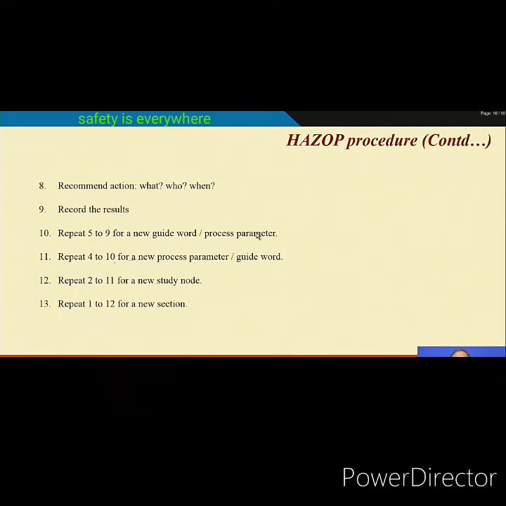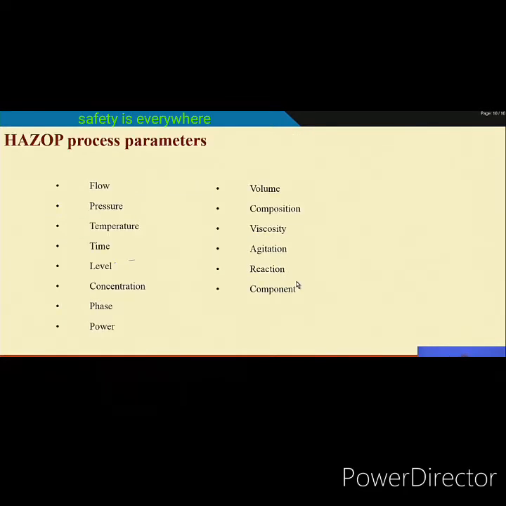Now, let us see when we talk about the procedure. Now, you may be interested to know what are the guide words, what are the process parameters, some guidelines you are looking for. That guidelines I am giving you now. So, common process parameters: flow, pressure, temperature, time, level, concentration, phase, power, volume, composition, viscosity, agitation, reaction, component. So, all may not be applicable.